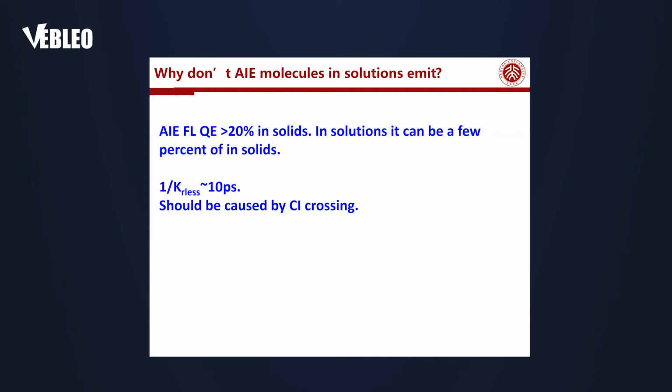Then according to the discussion, this must be caused by conical intersection crossing, right? Then we're good. So this explanation seems to be very reasonable, intuitive. Why wasn't it mentioned in the review? And certainly we don't know, we are not the authors.